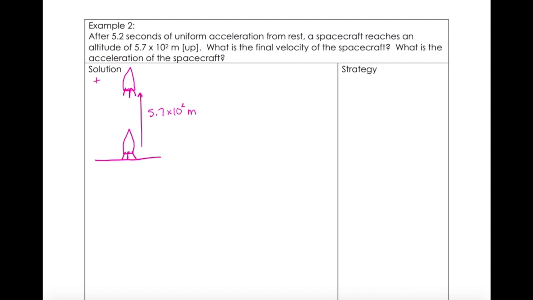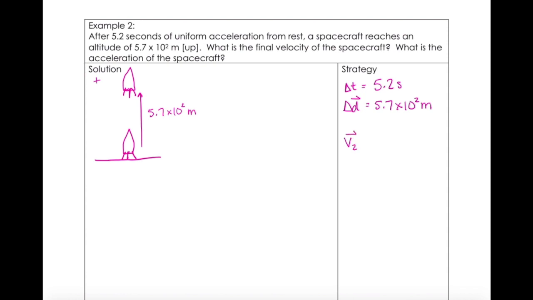Okay, the time that it takes, so our change in time, is 5.2 seconds. Okay, we have the displacement of 5.7 times 10 squared meters. Okay, and then it wants to know what the final velocity is, okay, for the first question.